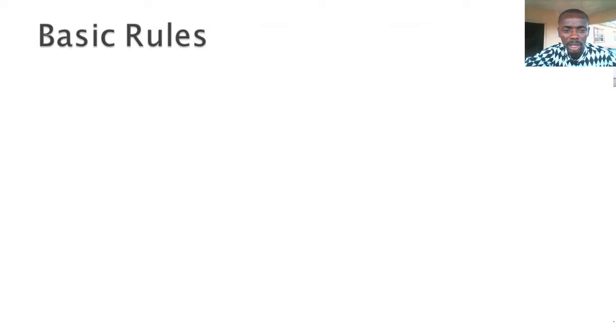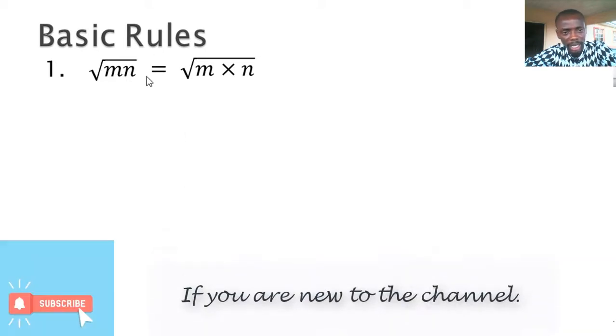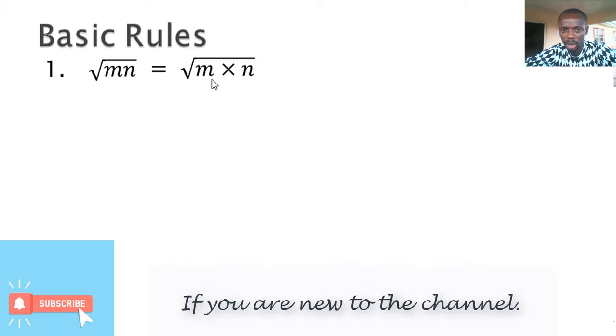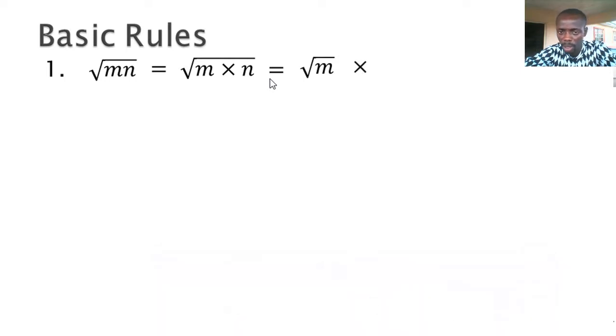Alright, now we're going to be taking a closer look at basic rules in division and multiplication of surds. So the first rule is the multiplication rule. When you have root mn, it's actually the same thing as saying root m multiplied by n, which is the same thing as root m multiplied by root n. I think we're familiar with that in our previous classes.